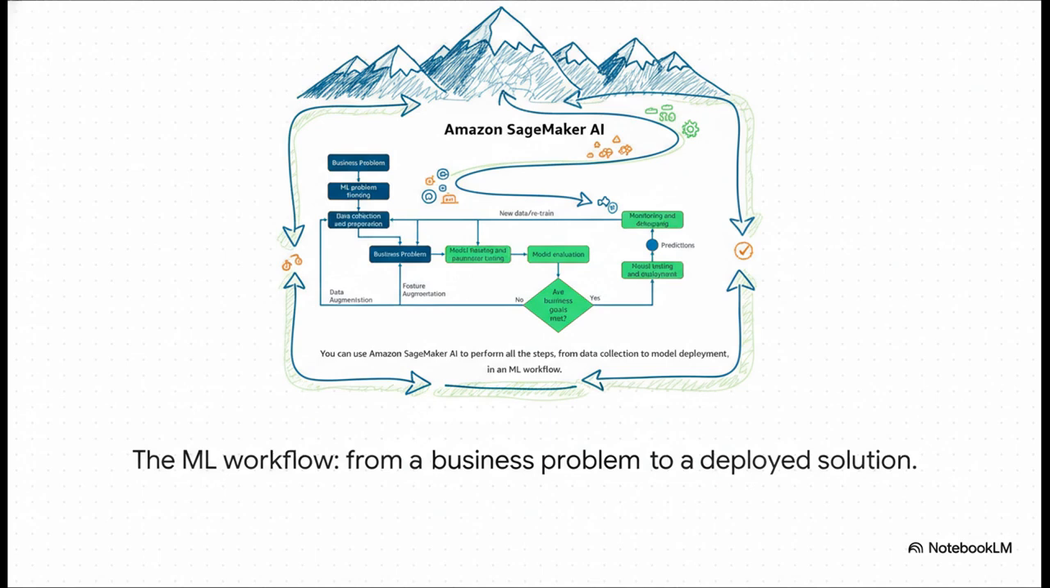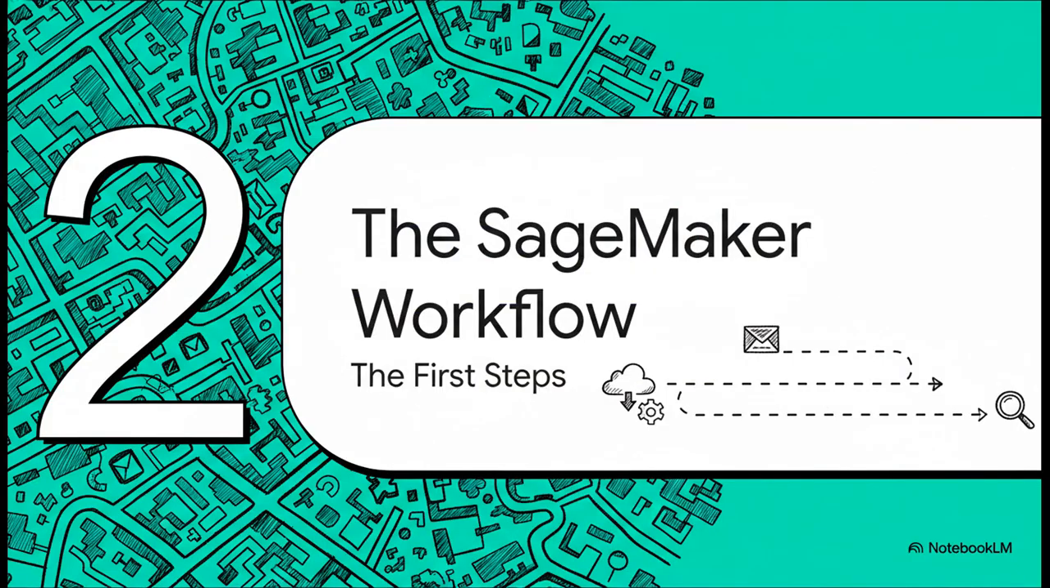And the key thing to notice here isn't just the individual steps, but look at the arrows. This is not a straight line from A to B. It's a continuous cycle, always looping back on itself to refine and improve the model based on new data and what we learn. I know, that map can look a little intimidating, right? But a tool like SageMaker is designed to create a clear path through all that complexity. So let's break down the very first steps of the journey.